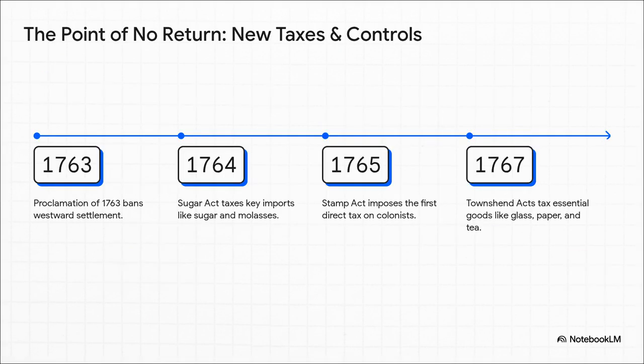And the escalation was just rapid and relentless. First, the Proclamation of 1763 tells colonists they can't even settle on the very land they just fought for. Then come the taxes, just one after another: the Sugar Act, the Stamp Act, which was a direct tax that hit everybody, and then the Townshend Acts. The pressure was building, and it was building fast.